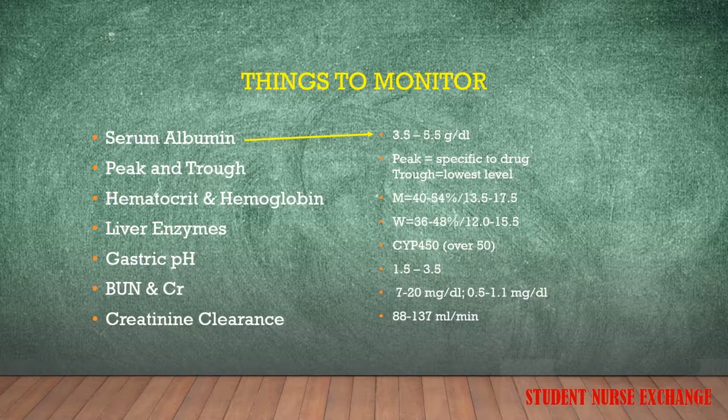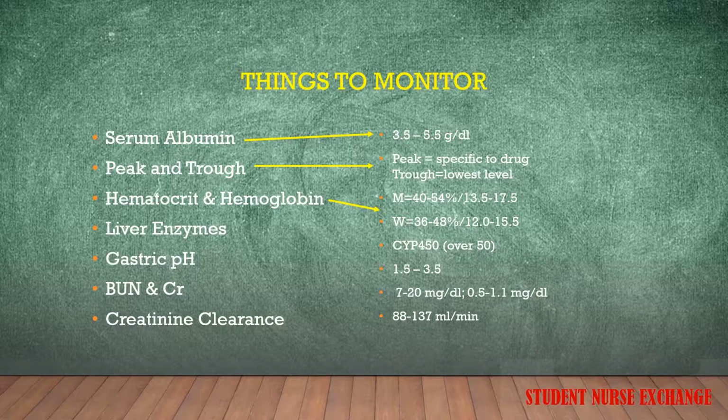Peak and trough, I talked about that a little bit in the previous material. Peak to a specific drug is the highest expected level, and the trough is the lowest level. So oftentimes we'll draw out a trough right before we give a medication like vancomycin, and then you'll get another blood volume and measure the peak of the blood maybe a half hour after administration.